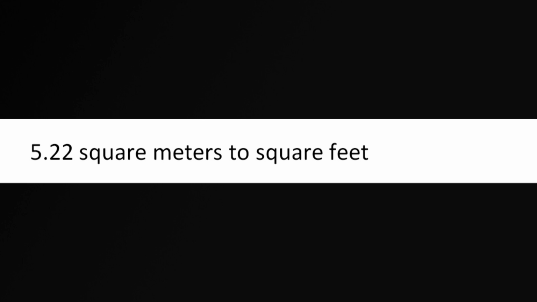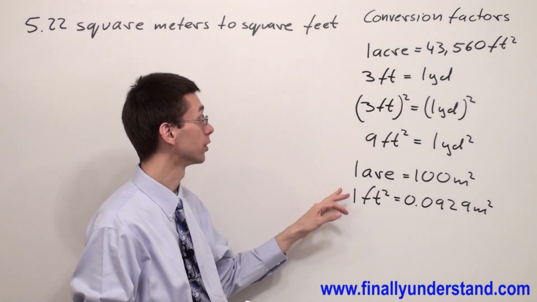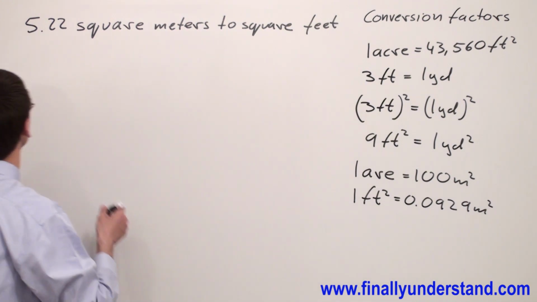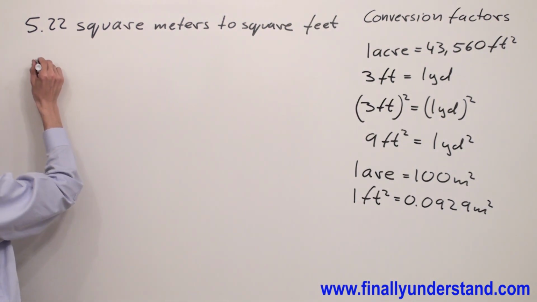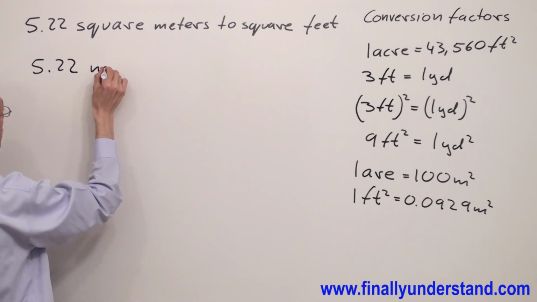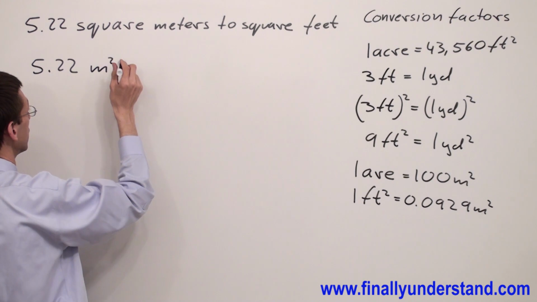This time we're supposed to convert square meters to square feet. Again, we're supposed to use this conversion factor. Rewrite the problem. 5.22 square meters we have to convert to the square feet.